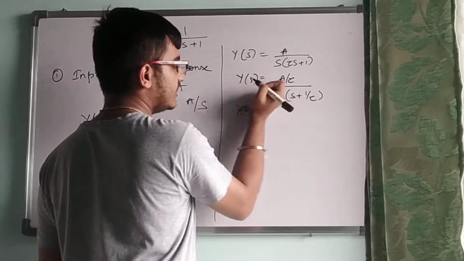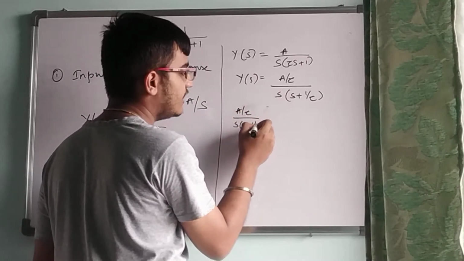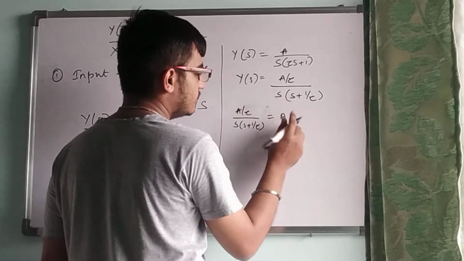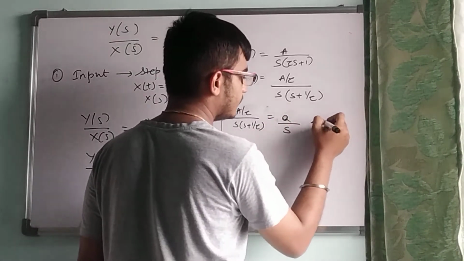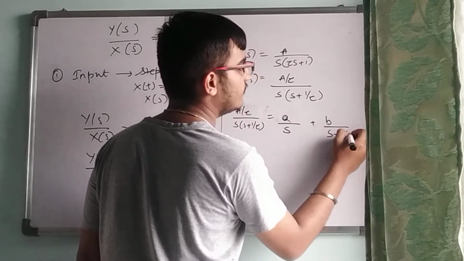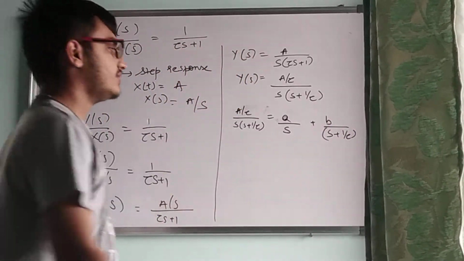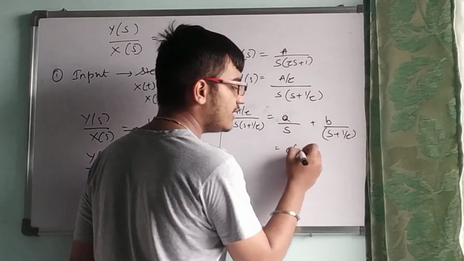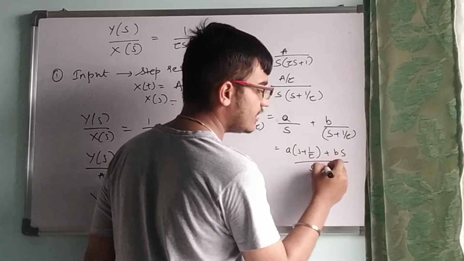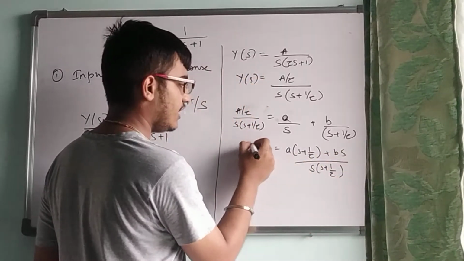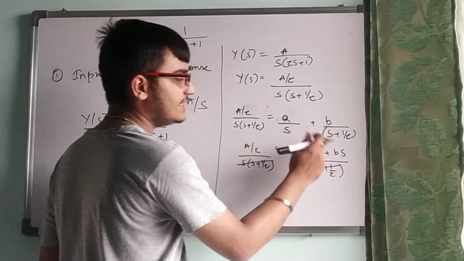Consider this (A/τ)/(s(s + 1/τ)). It can be written as a/s + b/(s + 1/τ), splitting into partial fractions. So a(s + 1/τ) + b·s over s(s + 1/τ), equal to (A/τ)/(s(s + 1/τ)). So you take the LCM and you get this, right?